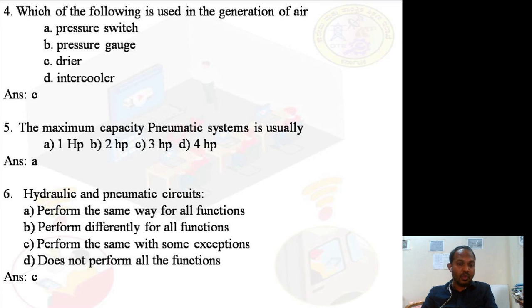Is it clear? So when it comes to the maximum load carrying capacity, pressure carrying capacity, it is different. Only when it comes to hygiene, like food industries, and when we have to carry out the power transmission over a longer distance, then we go for pneumatic systems. There are a few MCQs which we have to concentrate more on this.